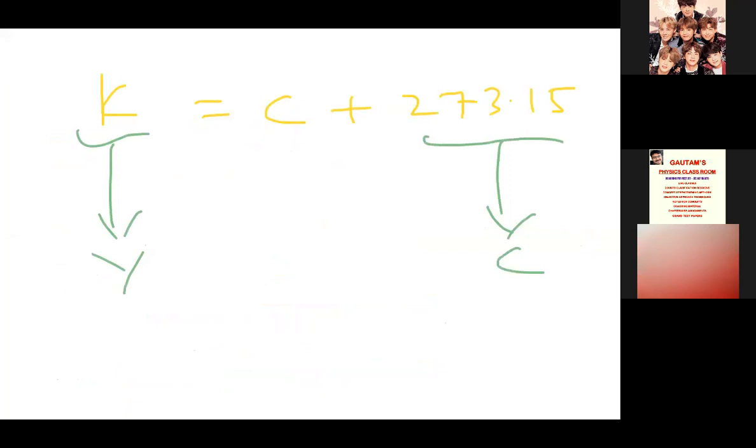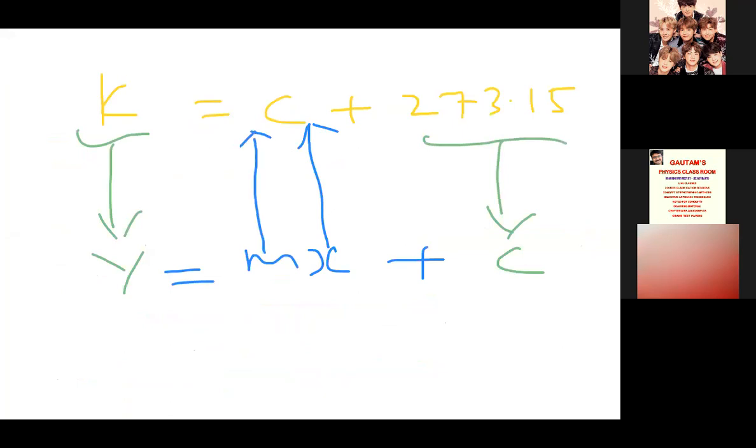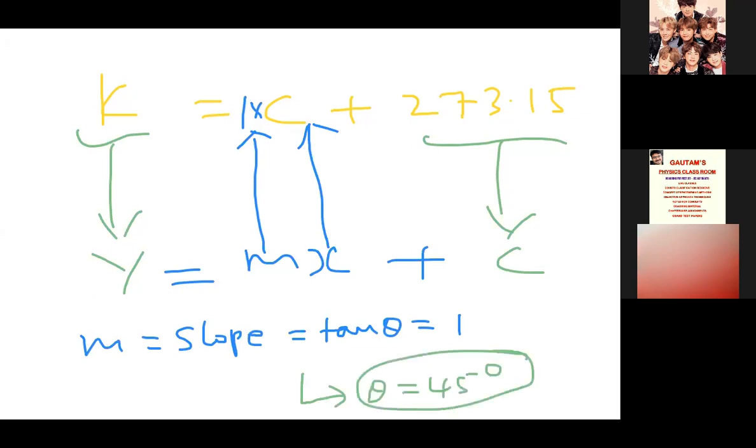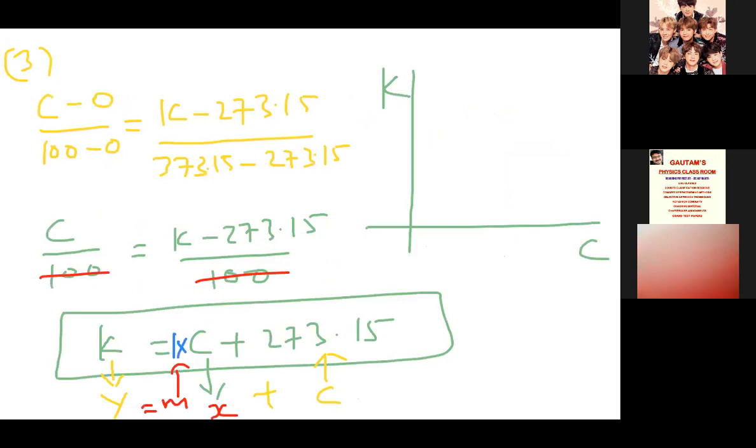We know the actual formula is y equal to mx plus c. So on the x-axis you are taking C, everything is fine. The m value, since nothing is there, I can write 1 into C, and m, the slope, tan theta is equal to 1. Tan theta equal to 1 means theta is 45 degree. You have to notice that theta is 45 degree in this graph. Now, what is the y-intercept? Y-intercept is plus 273.15.